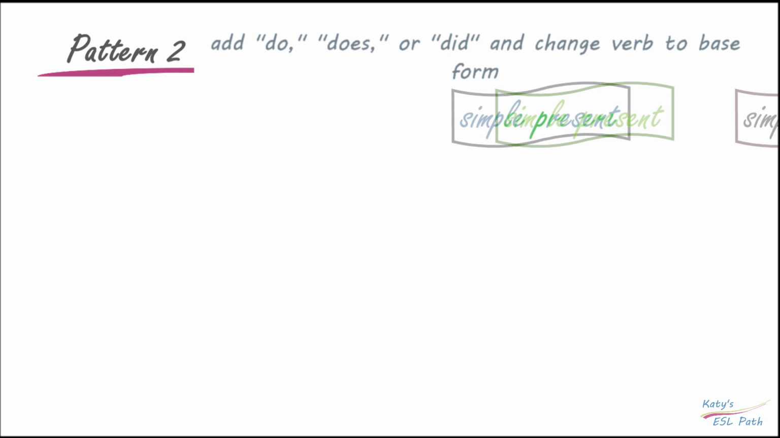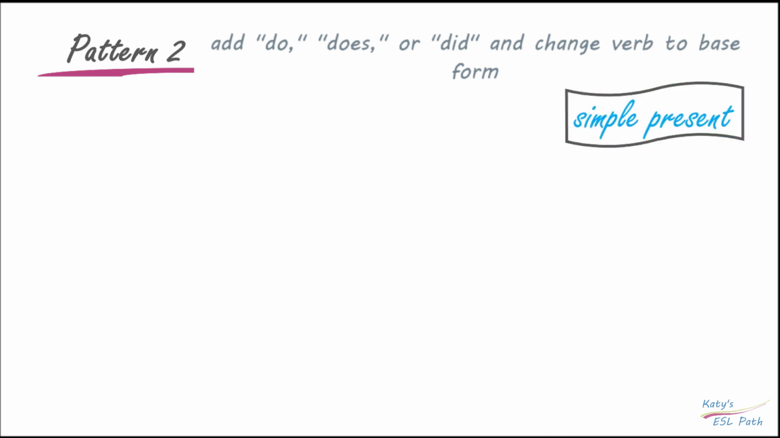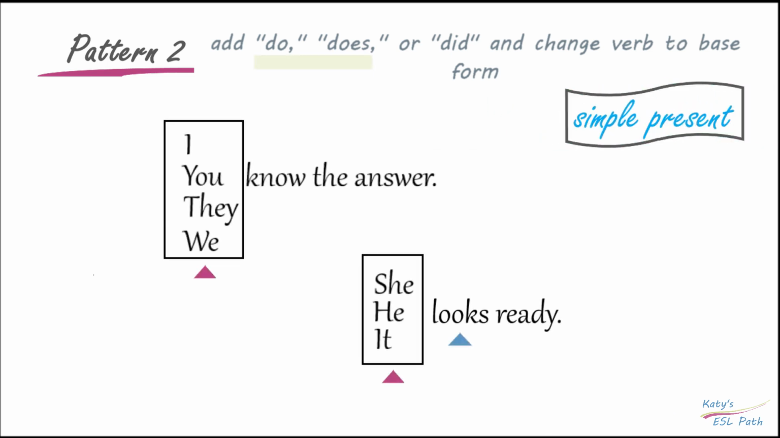The first of these 2 is simple present. In this case, you add do or does, depending on the subject. When we add does, we also need to change the verb to its base form by removing the s from the verb. When adding do, the verb form is already the same as the base, so no change is needed. Let's see this.